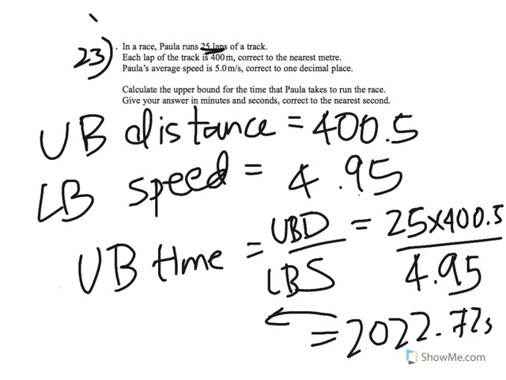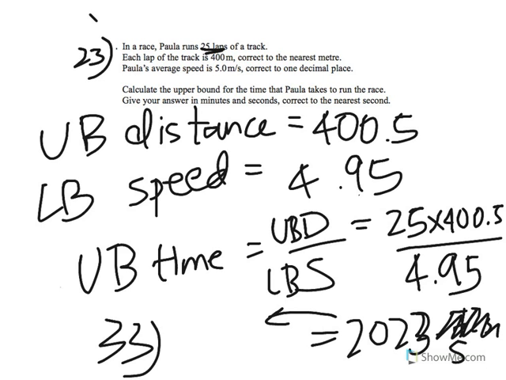So you're going to get 33 minutes. You can just keep this as 2023 because you want a whole number. So all you got to do is 2023 divided by 60 to convert it to minutes. So you're going to get 33 minutes.